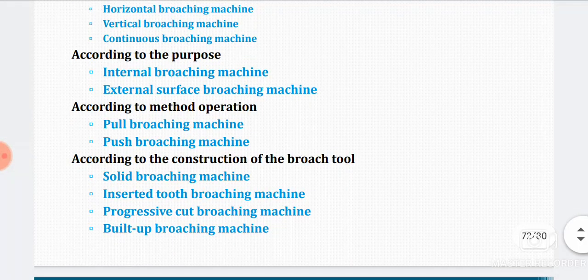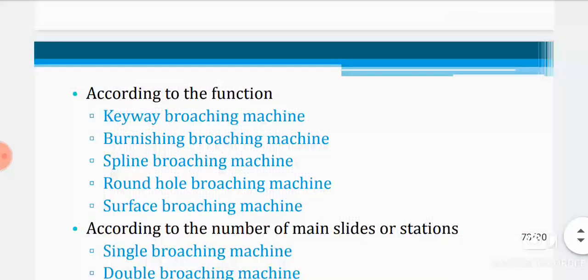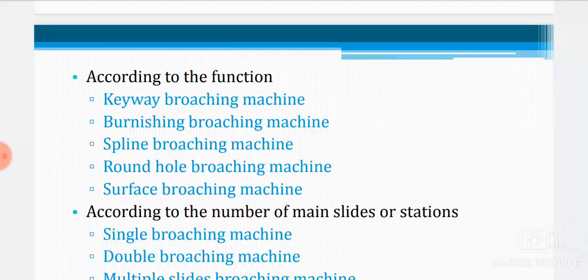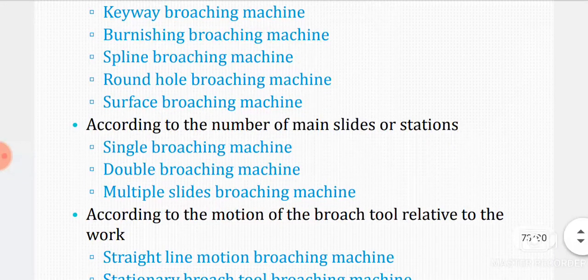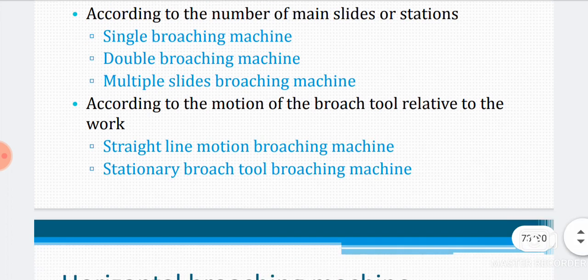According to the construction of the broach tool: solid broaching machine, inserted tooth broaching machine, progressive cut broaching machine, built-up broaching machine. According to the functions: keyway broaching machine, burnishing broaching machine, spline broaching machine, round hole broaching machine, surface broaching machine. According to the number of main slides or stations: single broaching machine, double broaching machine, multi-slide broaching machine. According to the motion of broach tools relative to the work: straight line motion broaching machine, stationary broach tool broaching machine.